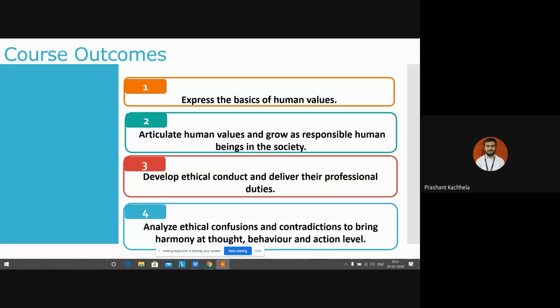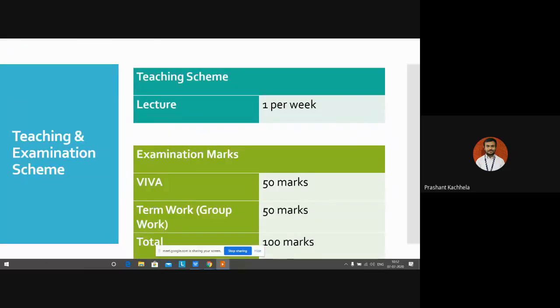Talking about the fourth course outcome, it says: analyze ethical confusions and contradictions to bring harmony at thought, behavior, and action level. So these are the four course outcomes.